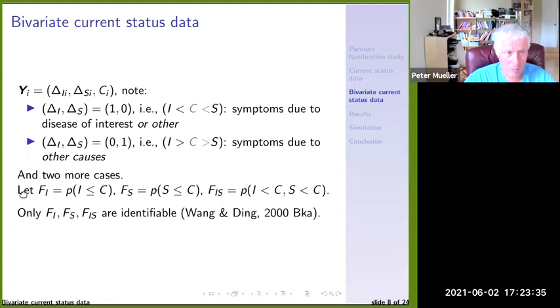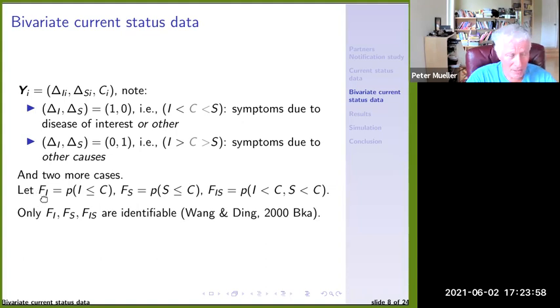Thinking through these four possible cases, it's easy to write down the joint likelihood, and we're going to do that in a second. That's actually very informative to look at that likelihood, because then you immediately understand by inspection, you can see what's identifiable with such data. So I need some minimum notation.